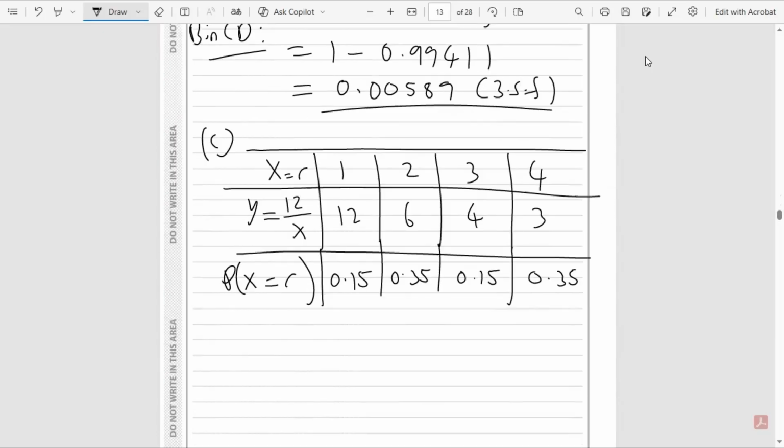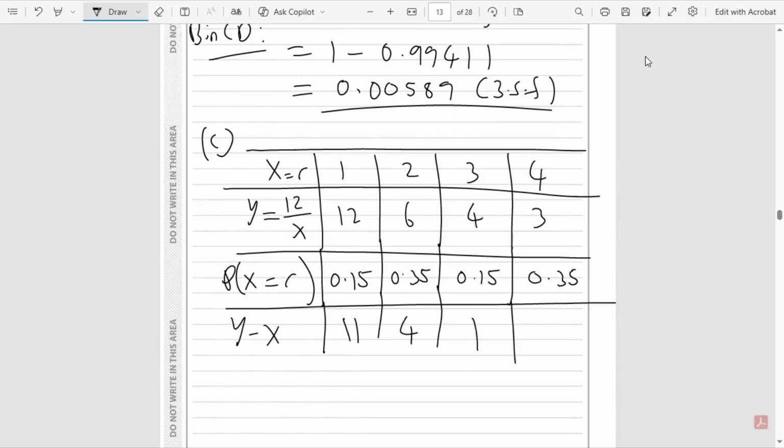So what we're going to do now is add in another row. So Y minus X. With the first column, Y is 12, X is 1, Y minus X is 11. With the next column, Y is 6, X is 2, 6 minus 2 is 4. With the next one, Y is 4, X is 3, 4 minus 3 is 1, and then lastly, 3 take away 4 is minus 1.